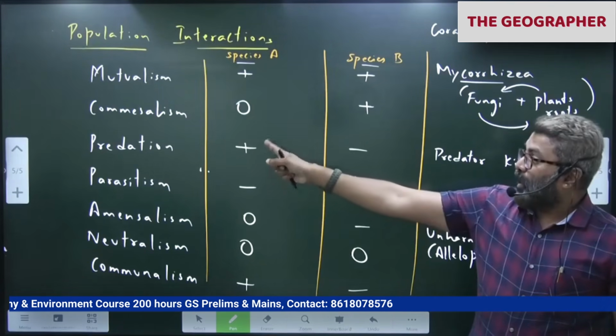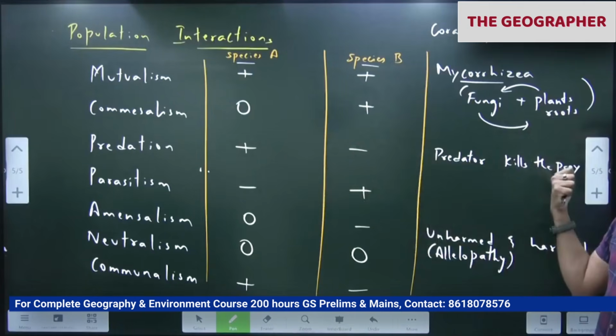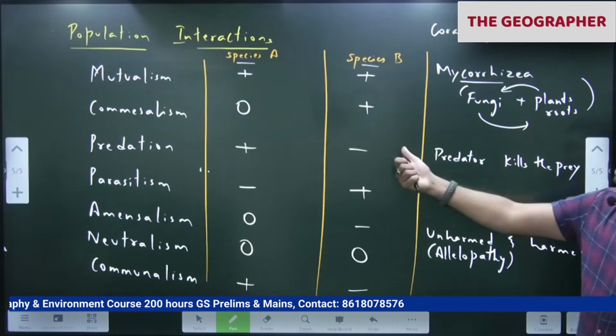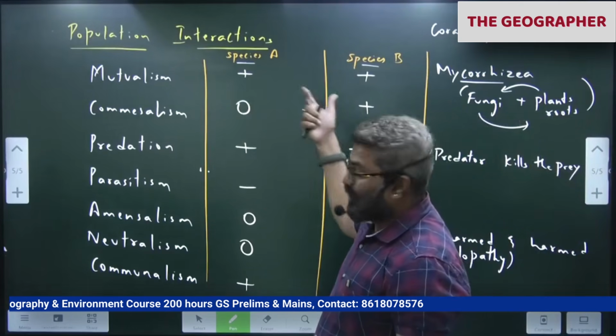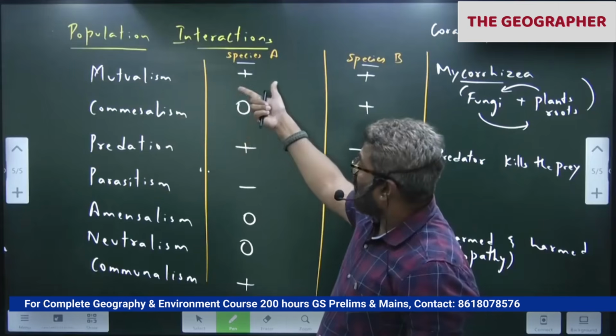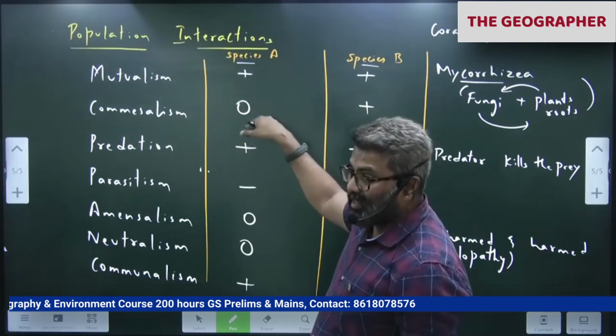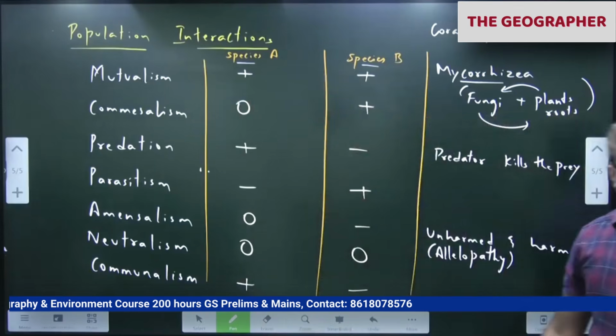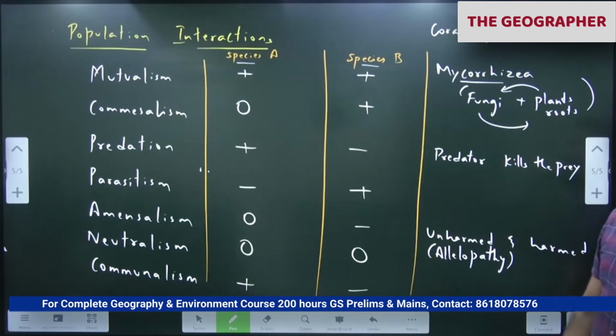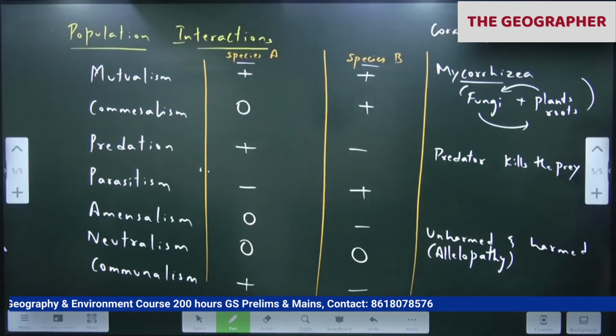Predation is again, in predation what happens? The predator kills the prey. Commensalism is when one species is benefited, the other species has no harm. I told you so many examples of barnacles and all. So mutualism is both the species getting benefited. Remember the different types of population interactions we have.